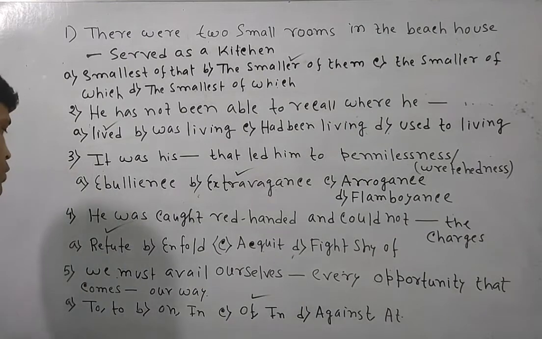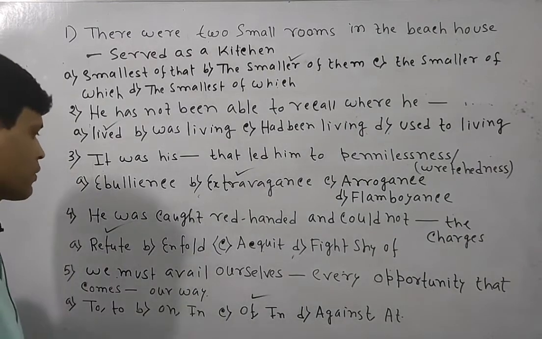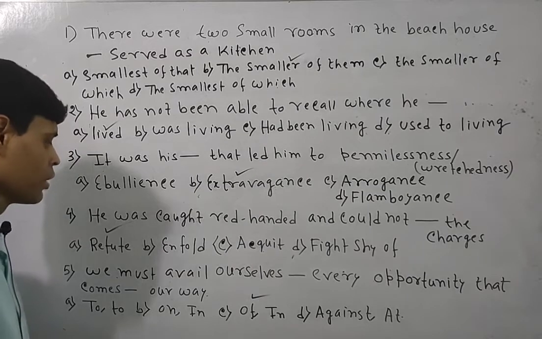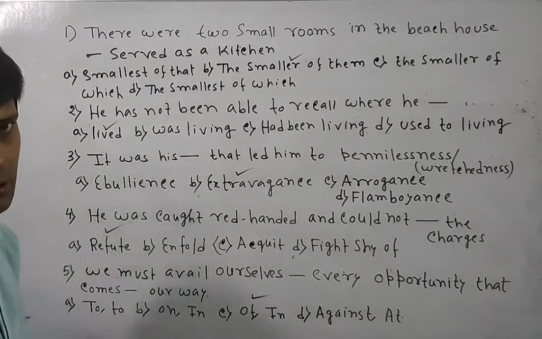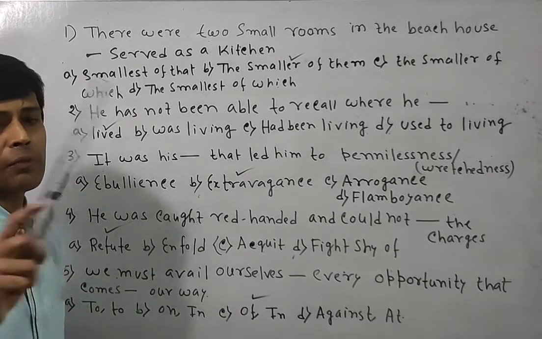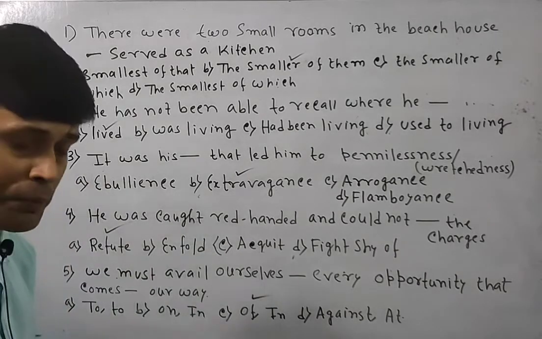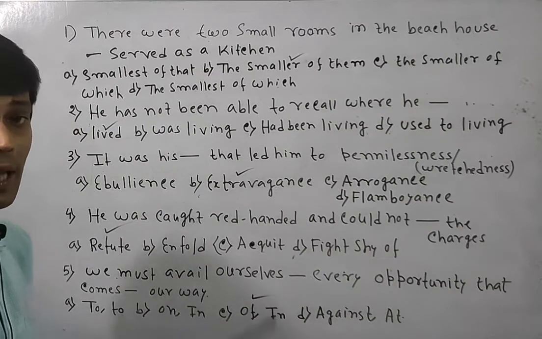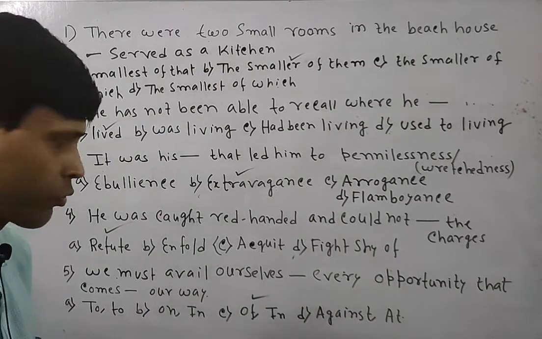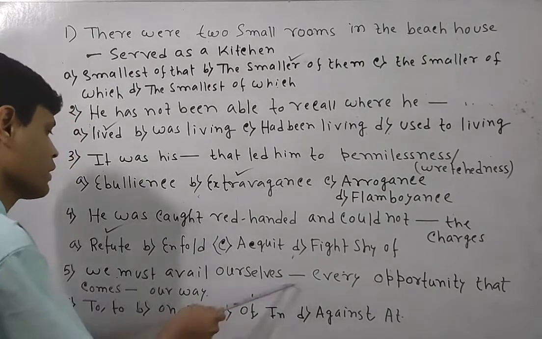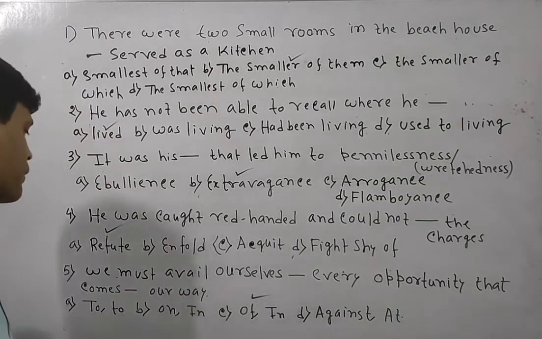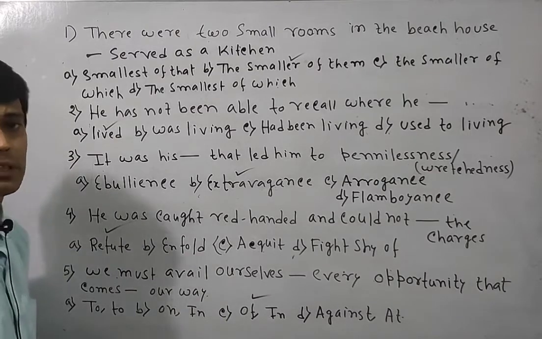Now look over the next question. We must avail ourselves. Here is the blank. Every opportunity that comes dash our way. Whenever we place the verb avail, we have to write the self word after that. And after writing the self word as per the subject, we need to write the preposition of. So here of will be the perfect choice, and in the second blank, in will be the perfect choice.